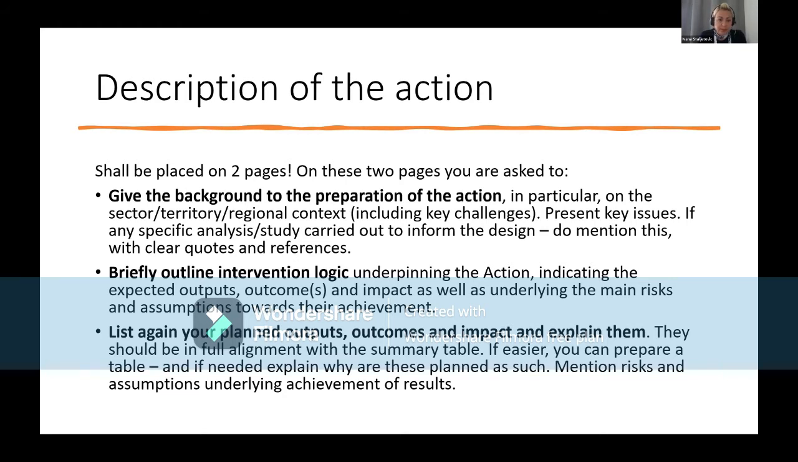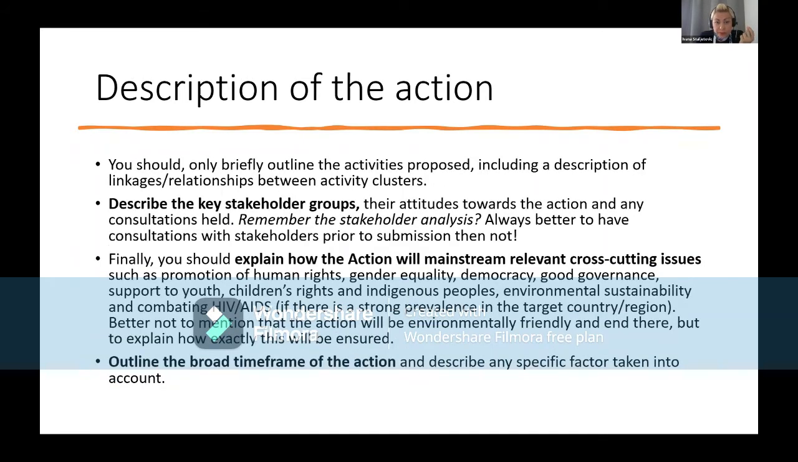Okay, you can prepare a table. You should mention certainly the risks and assumptions which underlie the achievement of your results. You should only briefly outline the activities proposed, including a description of the linkage and relationship between activity clusters. So you should not go into details. You don't have space. You will do it in the full application phase, but you should now outline the activities which you are proposing. Then you should describe the key stakeholder groups.